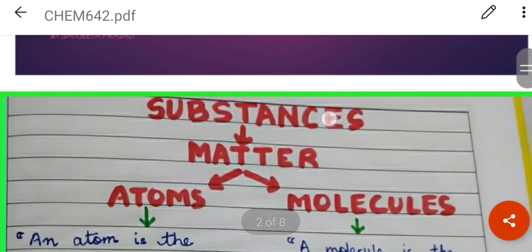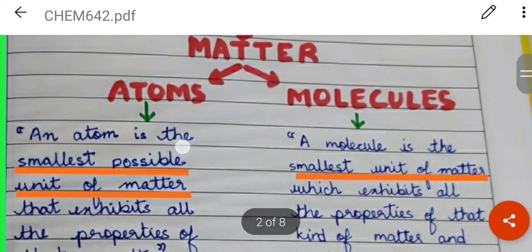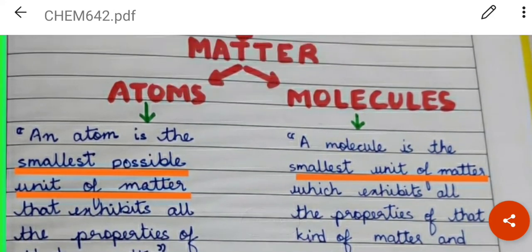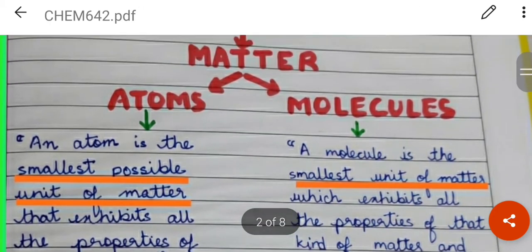Now you know that substances are made up of matter and matter is either made up of atoms or molecules. So what is an atom? An atom is the smallest possible unit of matter which may or may not exist independently but exhibits all the properties of that matter. Now, atoms join together to form molecules. Why? Because those atoms which cannot exist independently, they form molecules.